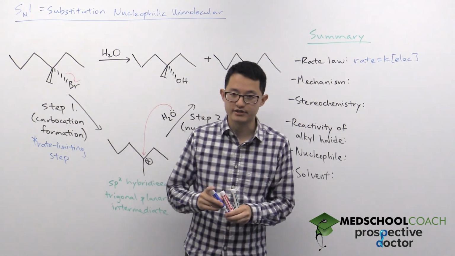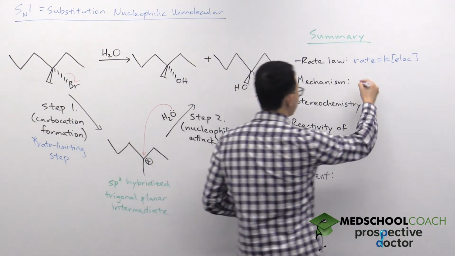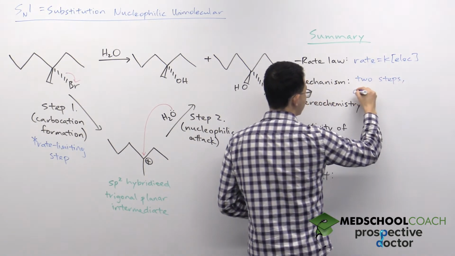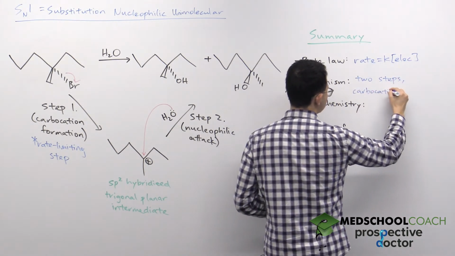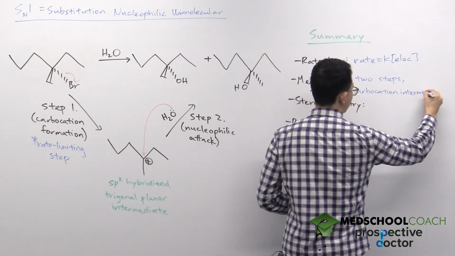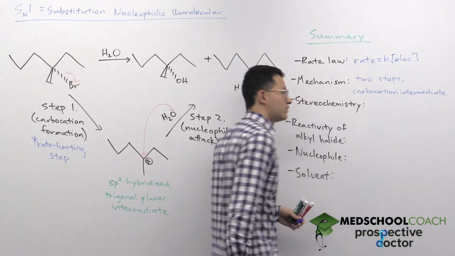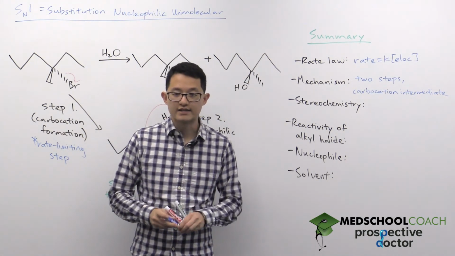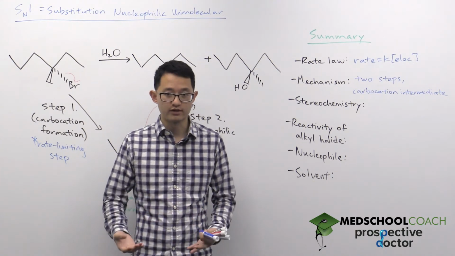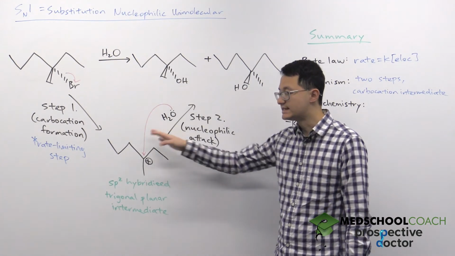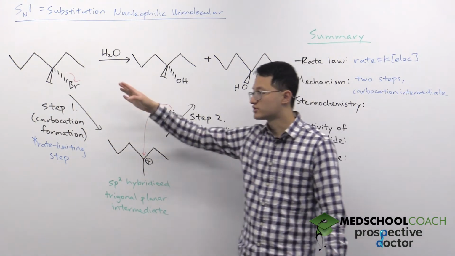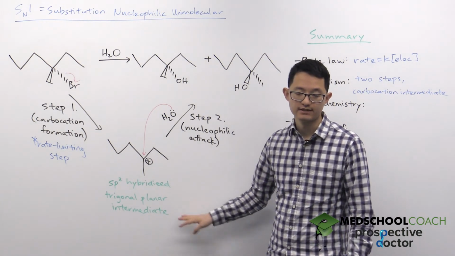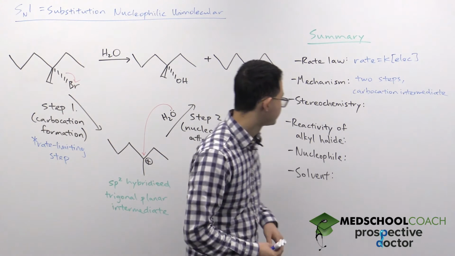Next, we can talk about the mechanism. As we said, there are two steps, and this involves carbocation formation. So we can say there is a carbocation intermediate. You also want to take note that an intermediate is not the same thing as a transition state, right? SN2 has a transition state, but that's not a real molecule. The intermediate is an actual molecule. So if you wanted, you could just do the first step of the reaction and stop and just have a test tube filled with intermediate. You cannot do that with a transition state.